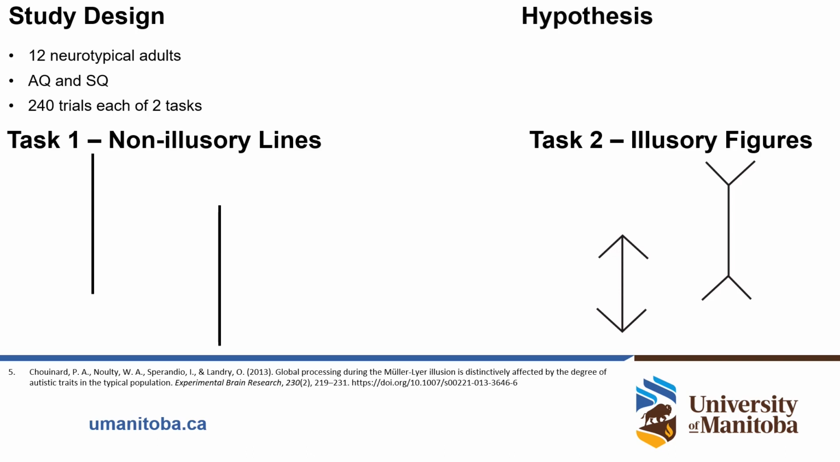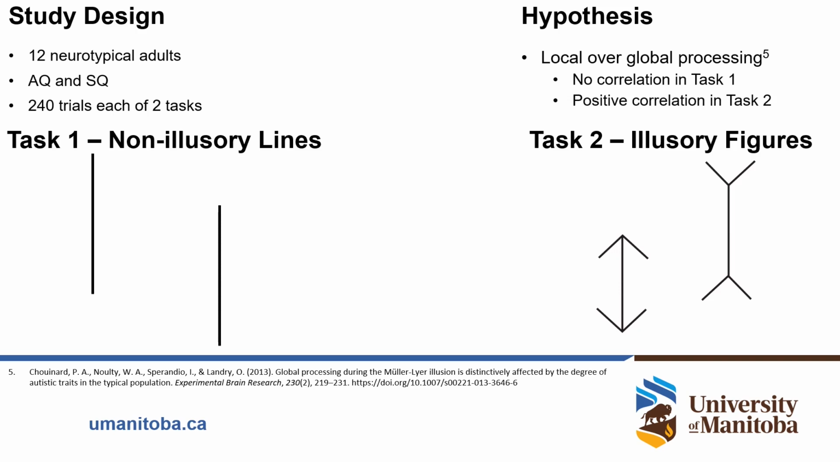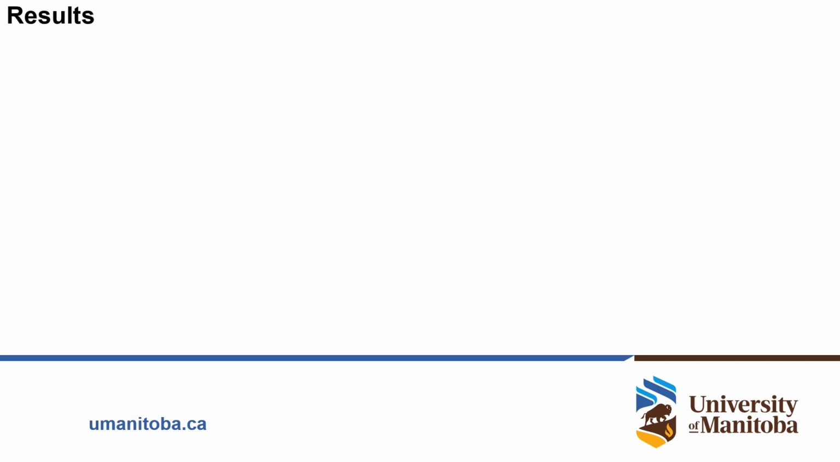We thus hypothesized that there would be no correlation between AQ and SQ scores and participant performance in Task 1, as there is an absence of illusory context. Conversely, we predicted a positive correlation between AQ and SQ scores and performance in Task 2, as there are illusory contexts, and higher autistic trait expression is then predicted to bias processing to be local rather than global, allowing increased accuracy of size estimation. We determined the strength of correlations between AQ, SQ, and performance on both tasks, respectively.